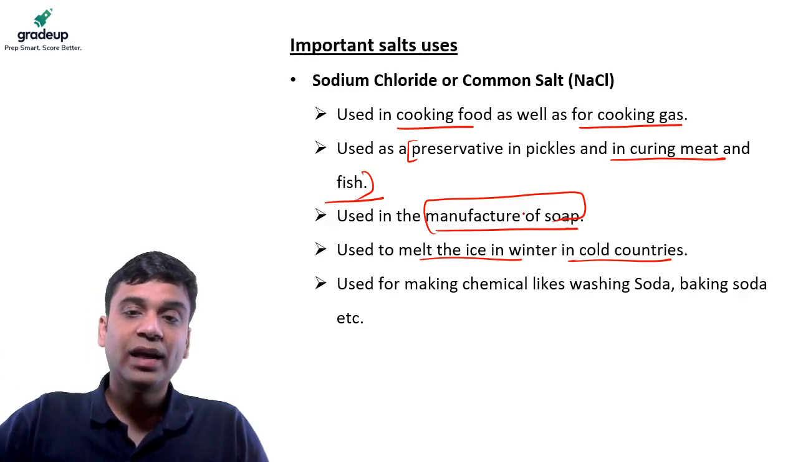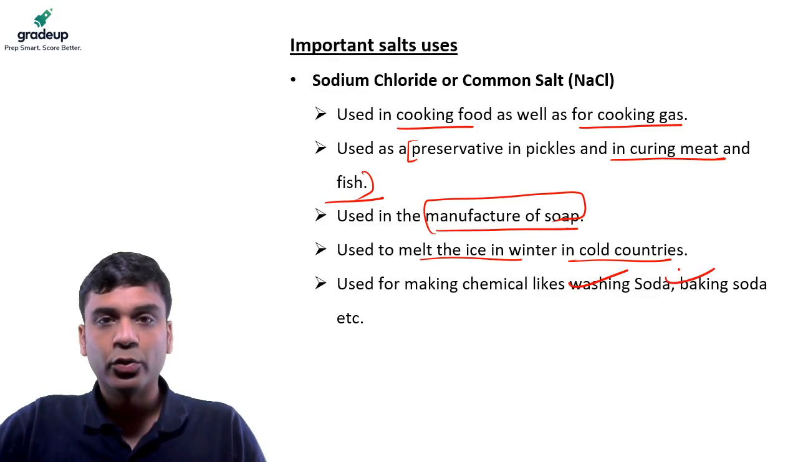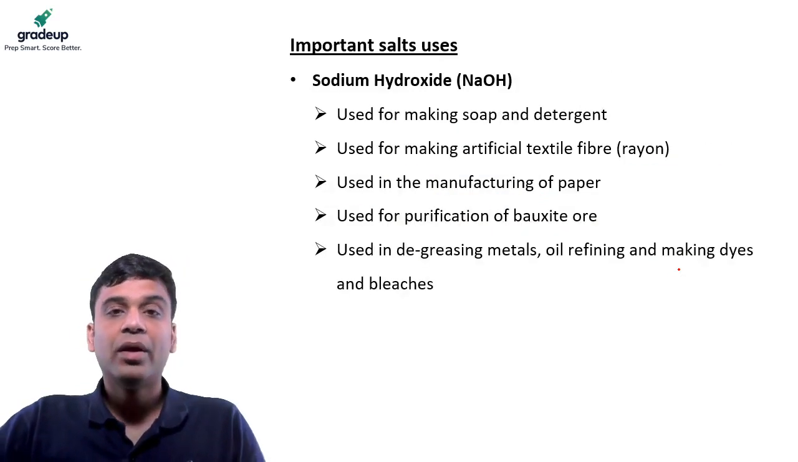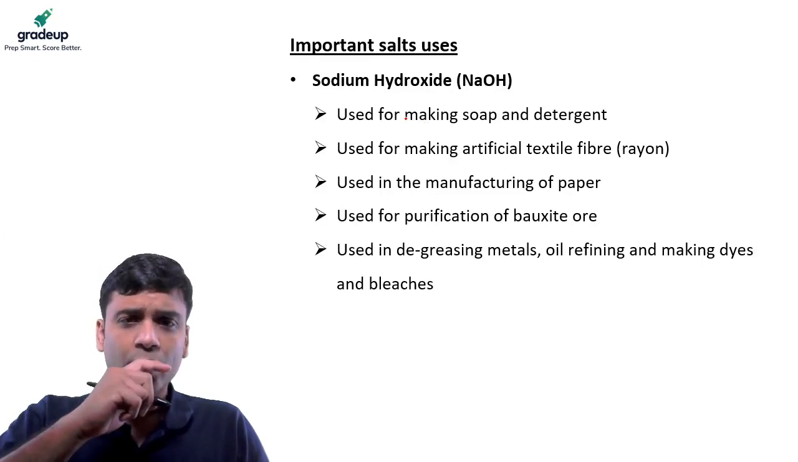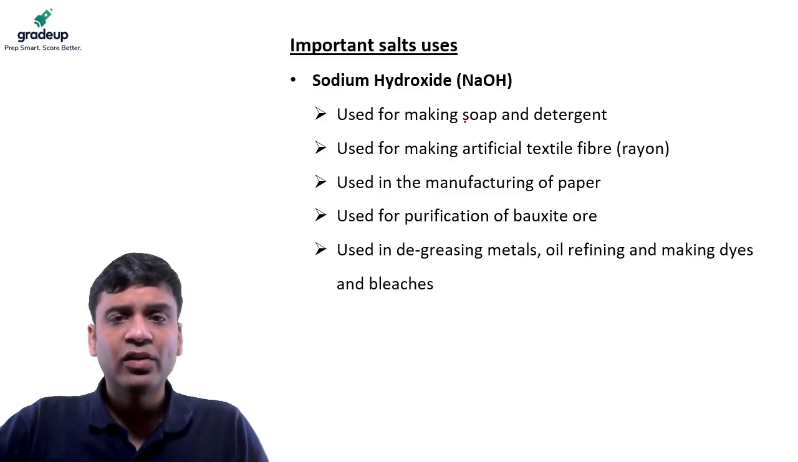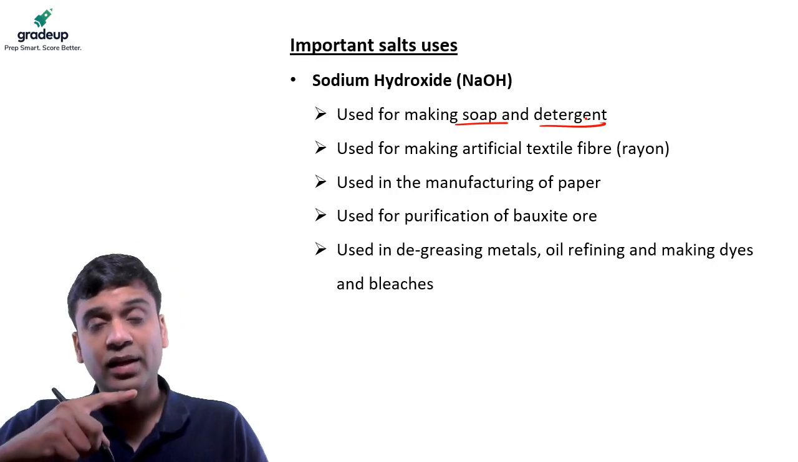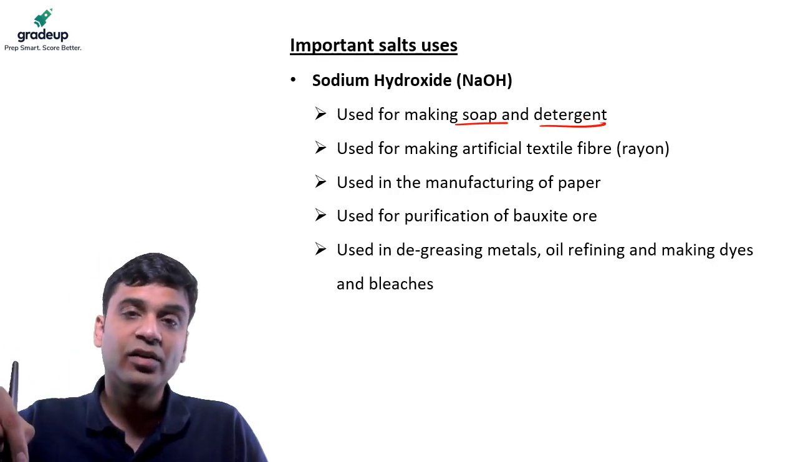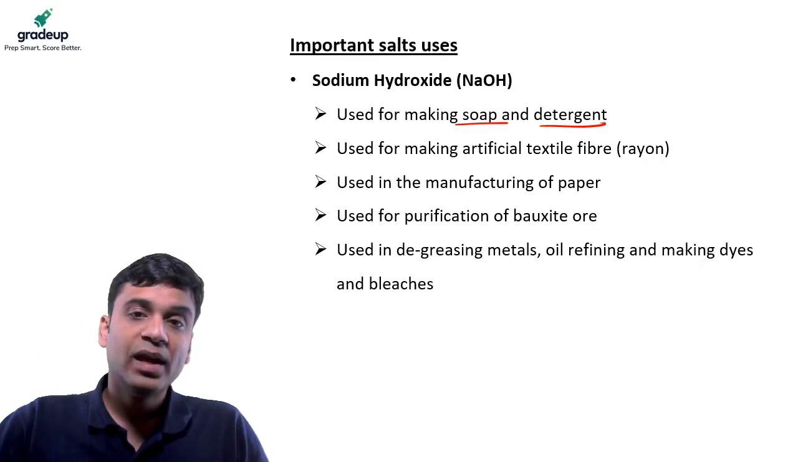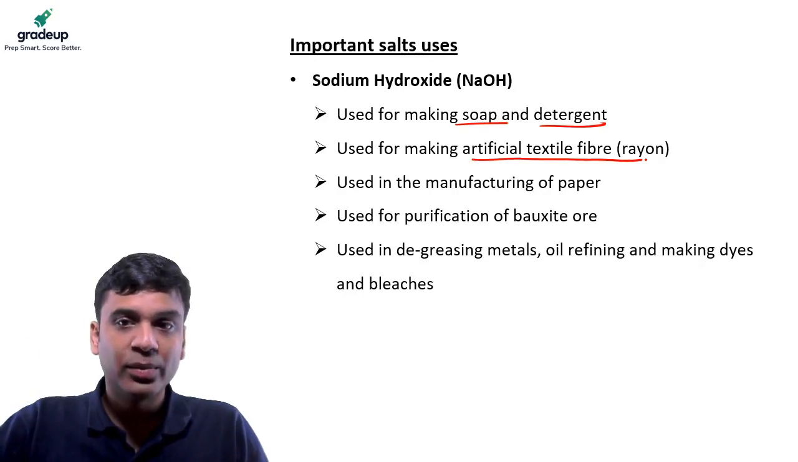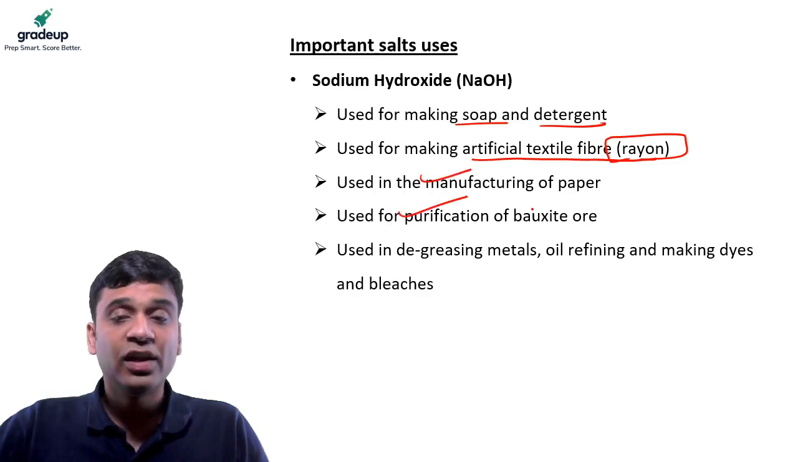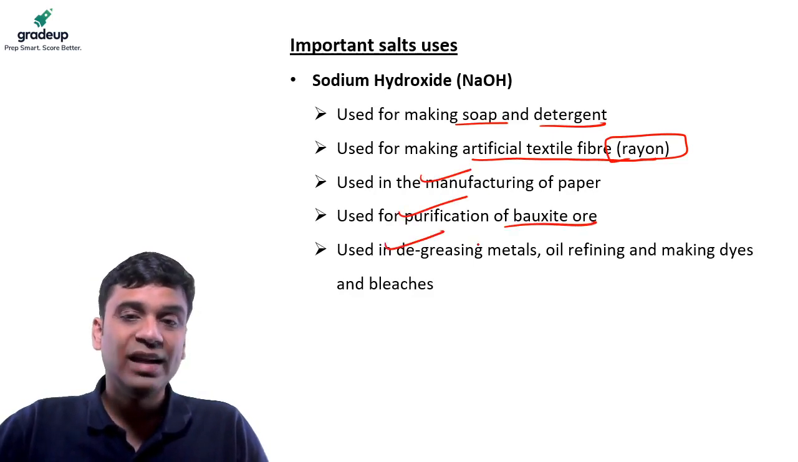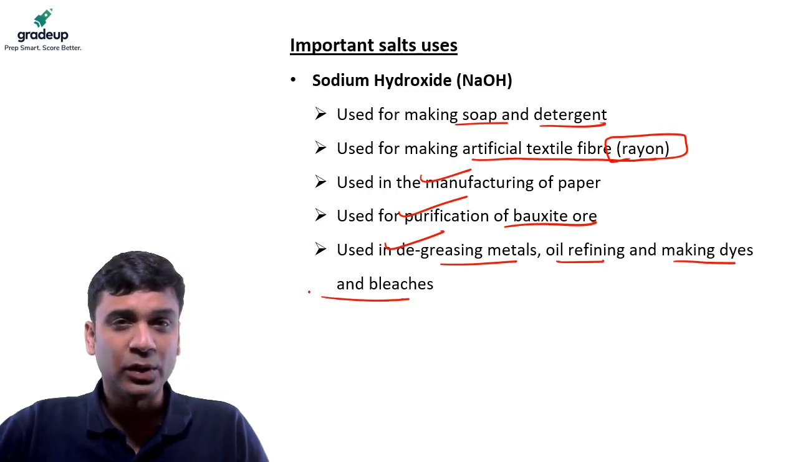And it is used for making chemicals like washing soda and baking soda. I'll show you them. Washing soda, baking soda. And similarly, sodium hydroxide, which is not a salt, which is your base, can be used for making soap and detergents. As I showed you in the beginning, for soap making, triglyceride and NaOH are added to make the soap. It is used for making artificial textile fiber, rayons, making paper, and for purification of bauxite ore. It can be used for degreasing metals, oil refining, making dyes and bleaches. For all this, it can be used.